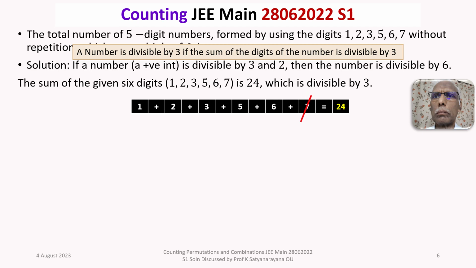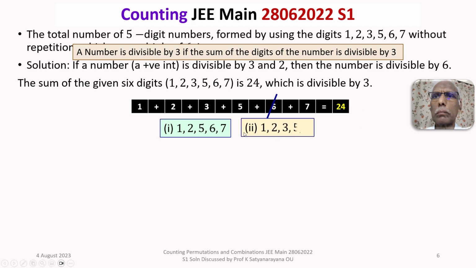But suppose we remove 3. Then from 24, if you subtract 3, it is 21, which is divisible by 3. That means the 5 digits you can take are 1, 2, 5, 6, 7. The sum is 21, which is divisible by 3. And if we remove 6, then 24 minus 6 is 18, which is divisible by 3. Therefore, we have the second choice, that is 1, 2, 3, 5, 7. The sum of the digits is 18, which is divisible by 3.